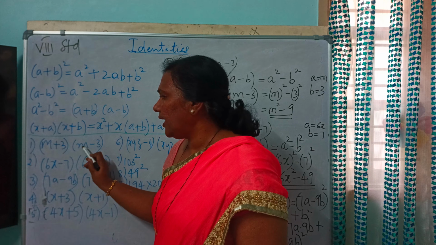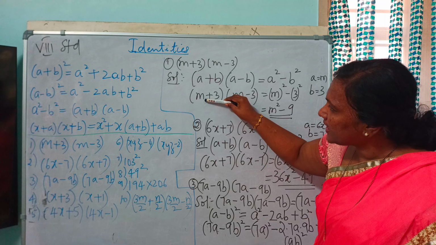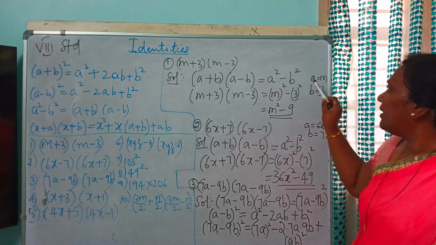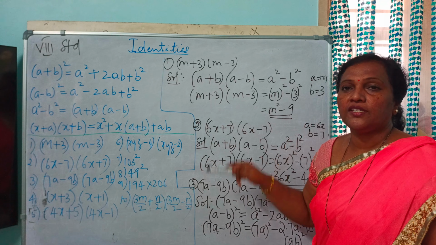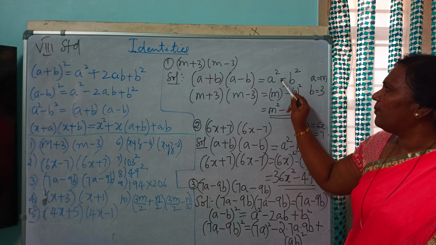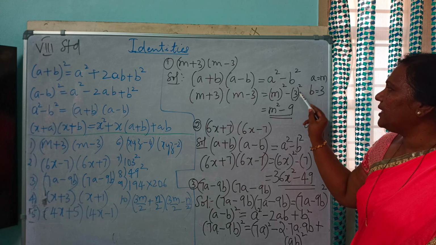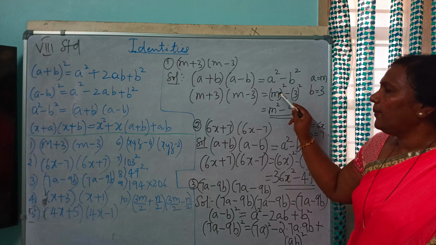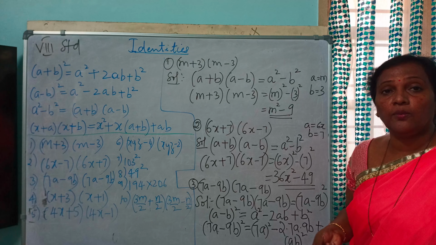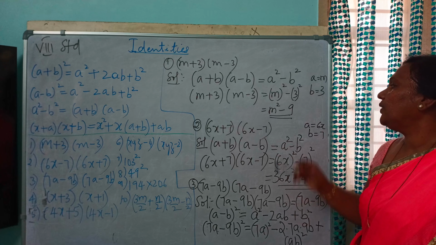So m plus 3 into m minus 3 is equal to, after writing down the identity, now let us compare with the identity. What is in the place of a? It is m. What is in the place of b? I have to compare and I have to write 3. So in the place of a it is m and in the place of b it is 3. Just substitute, children. m squared, 3 squared. How many times do I have to multiply? 2 times. 3 into 3, 9.